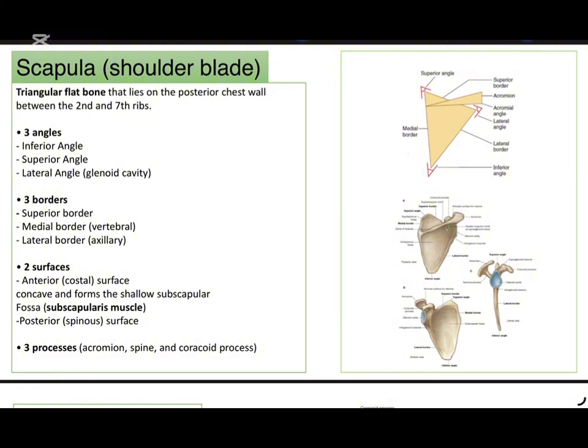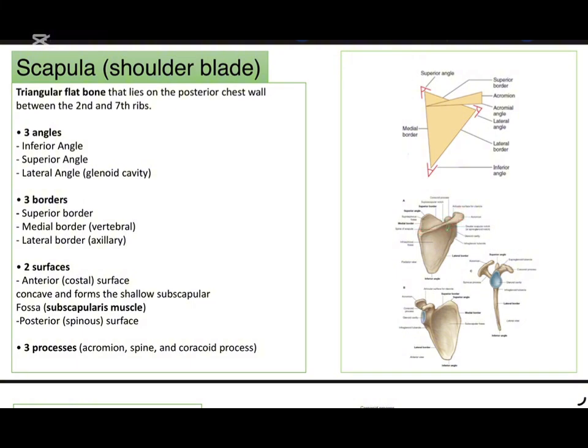Above this process, we call this fossa the supraspinous fossa because it gives origin to a muscle. We call it the supraspinatus muscle. Below this spine, we call this area the infraspinous fossa because we have another muscle attached to this fossa. We call it the infraspinatus muscle.